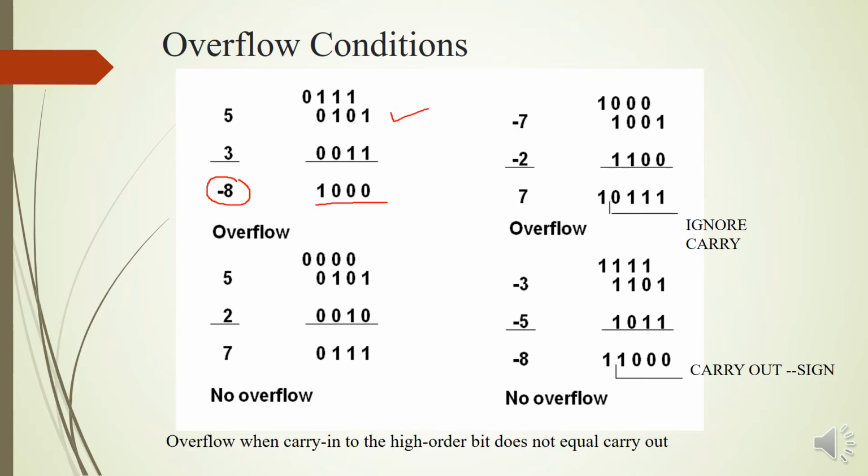Similarly, overflow occurs when we add two negative numbers. The negative number for minus 7 is 1001. Minus 2 is represented in 2's complement as 1100. When we add these, we get a carry. By ignoring this carry, the answer will be 0111, which is equal to 7, and this is the condition of overflow. Overflow occurs when the carry into the higher order bit does not equal the carry out.